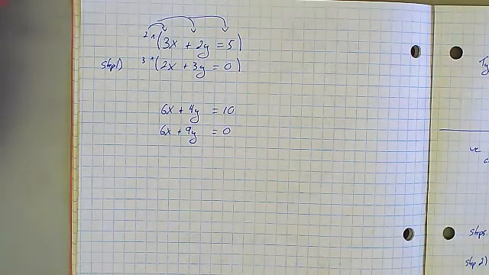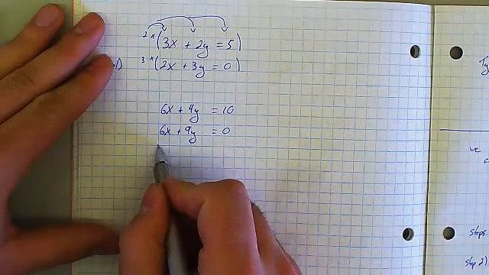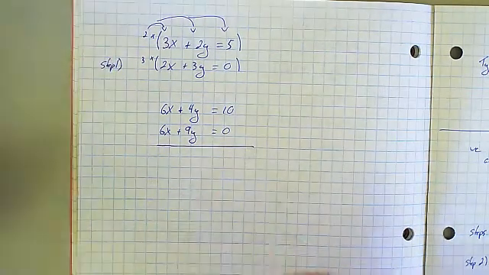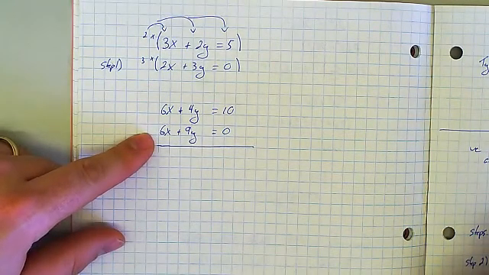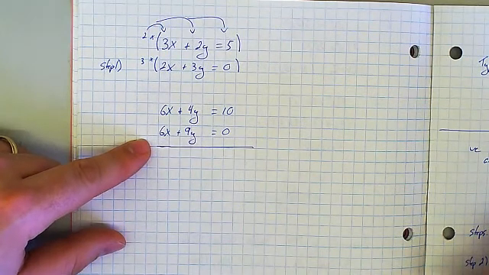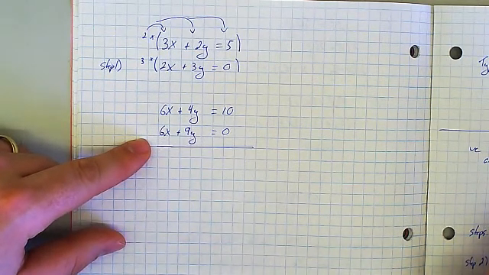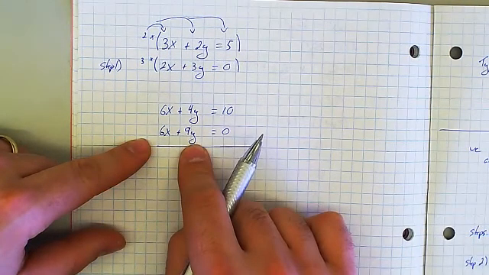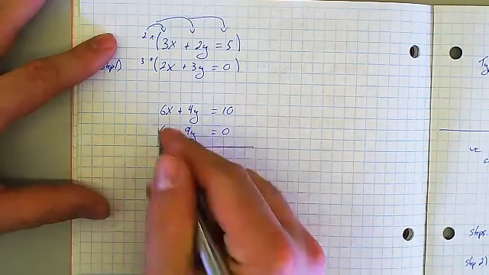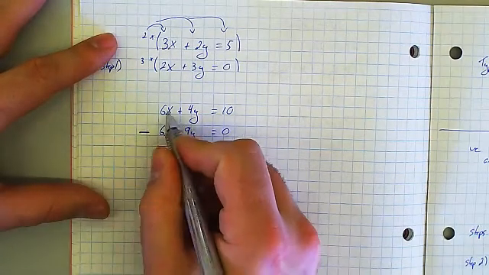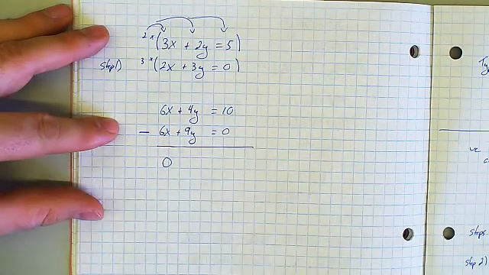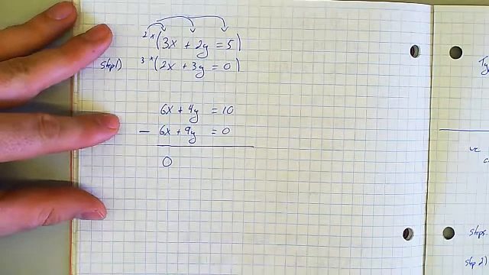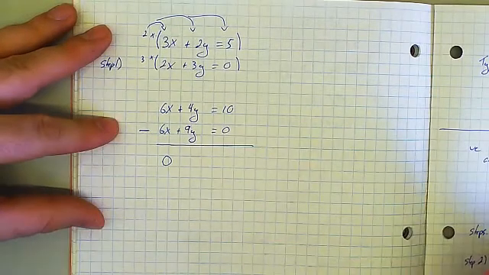Step 2 kind of takes a bit of thought here. We're going to either add or subtract with the goal of eliminating one of our variables. If I add positive 6x and positive 6x, I get 12x. And if I add 2, it's not going to do anything. It's not going to help us. The goal is to eliminate one of these. So if I subtract the two, what is 6x minus 6x? 0. It's nothing. It eliminates it. That's the whole point of this process.